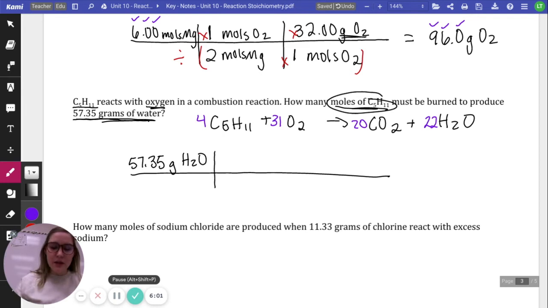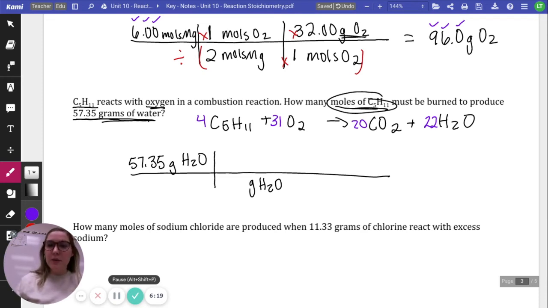Now, grams of water is not what we want, so we're going to go ahead and drop it low. So step one is to take what's given. Step two is convert to moles. So we are not in moles right now. We are in grams, so we do actually have to do this step.